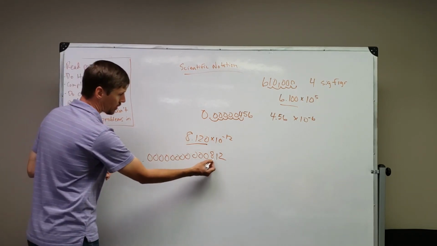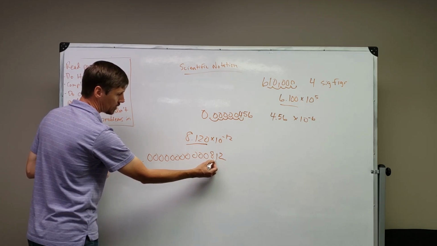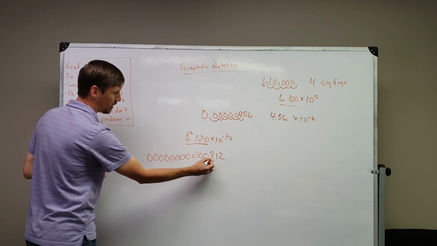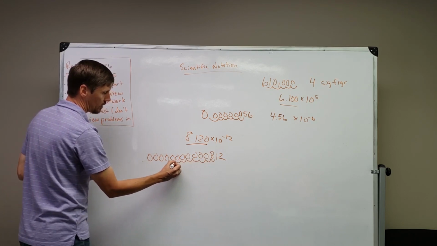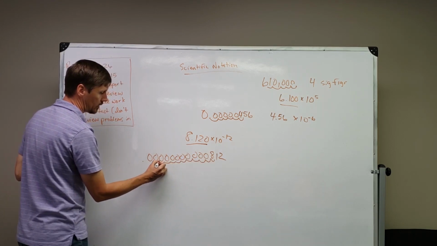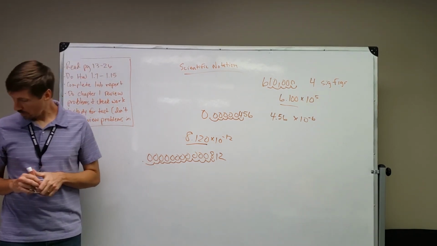And so just to verify that, I'm going to count from here, where the decimal place is right after the 8, and make sure that I jump 12 places before I get to the decimal. 1, 2, 3, 4, 5, 6, 7, 8, 9, 10, 11, 12. So that's correct. All right.